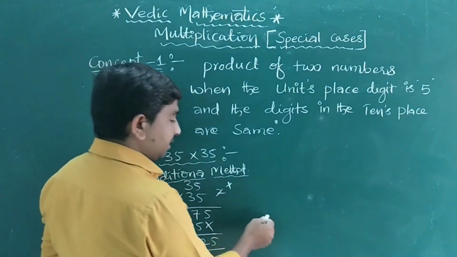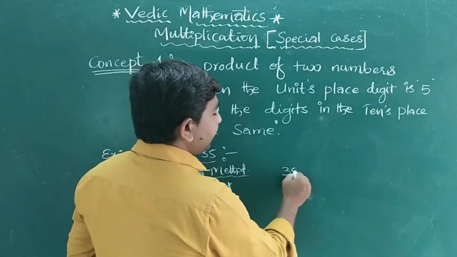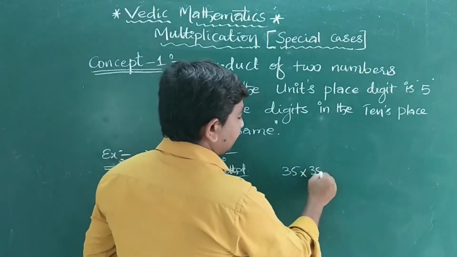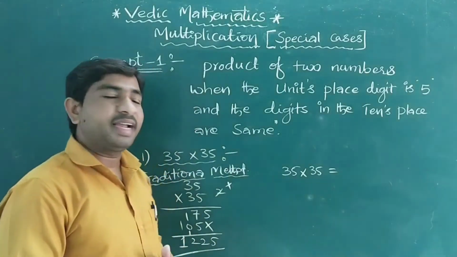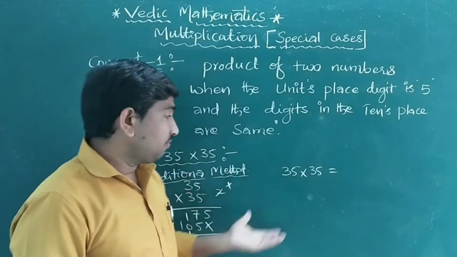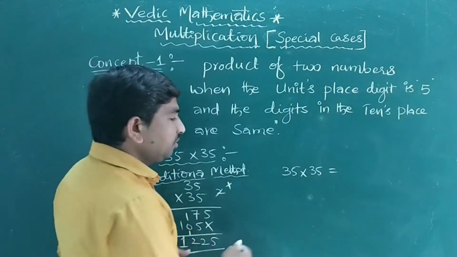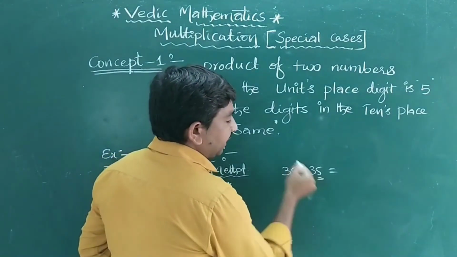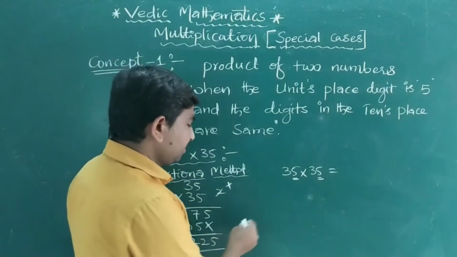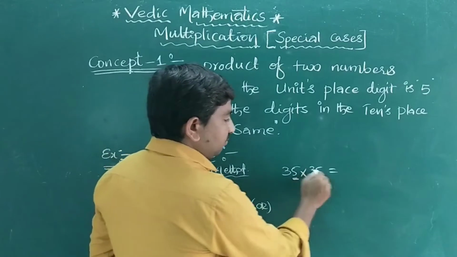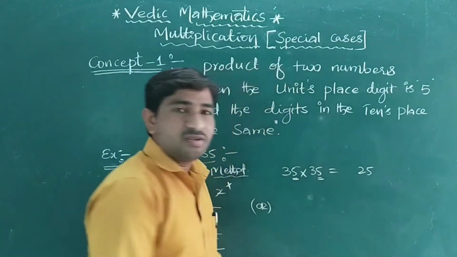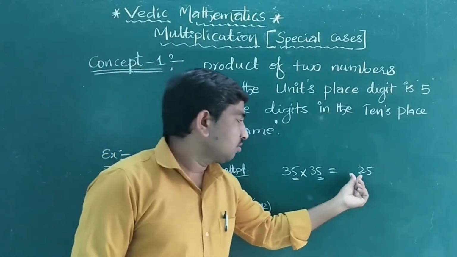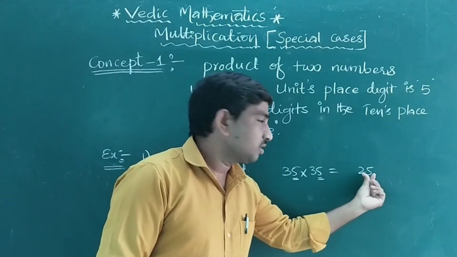Now, what is the Vedic mathematics method? The special case method: write 35 into 35. Very easy. First of all, you have to multiply the units place digits, 5 into 5. 5 5s are 25. Write the answer on the right side, so the right part is 25.